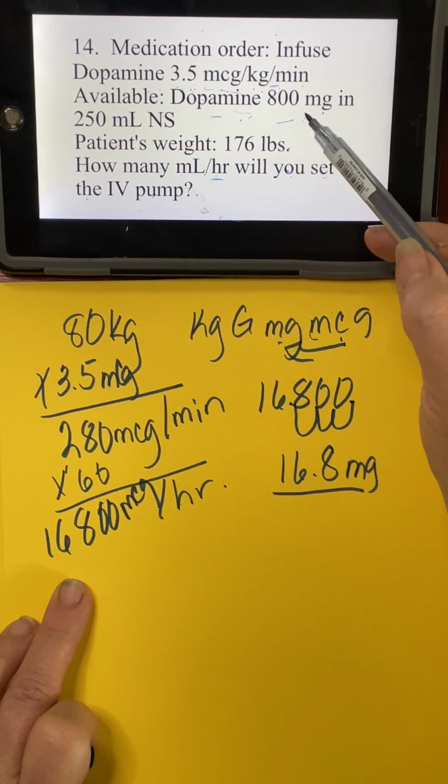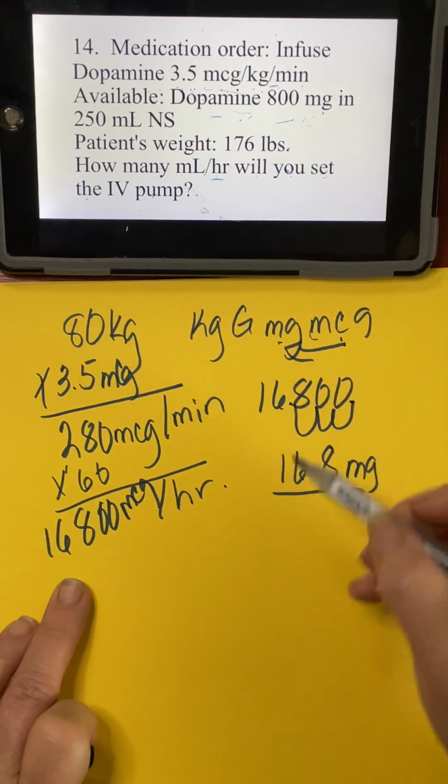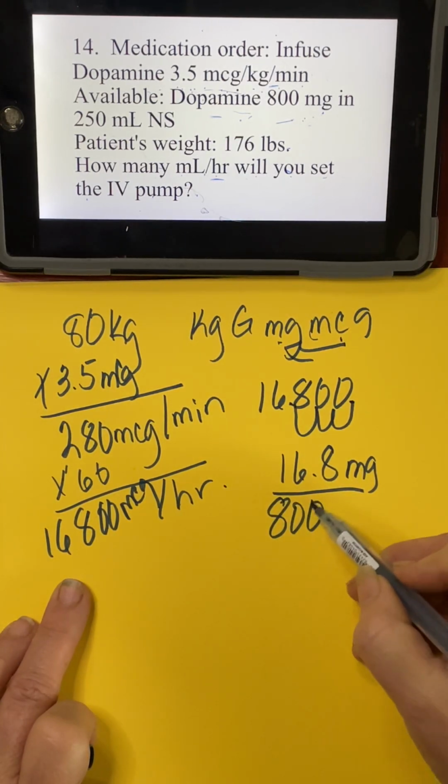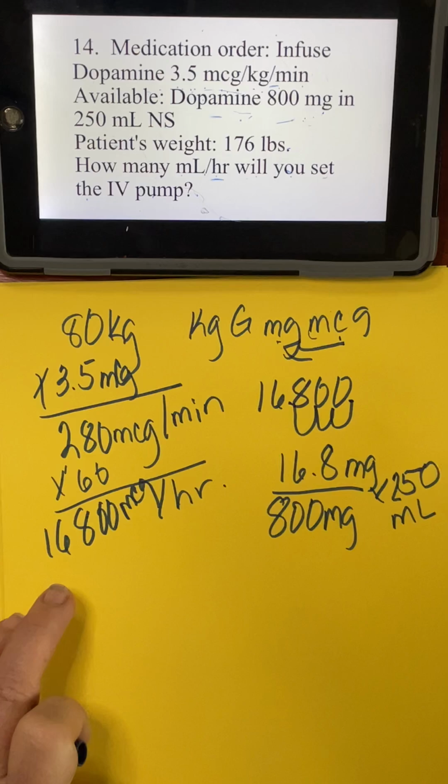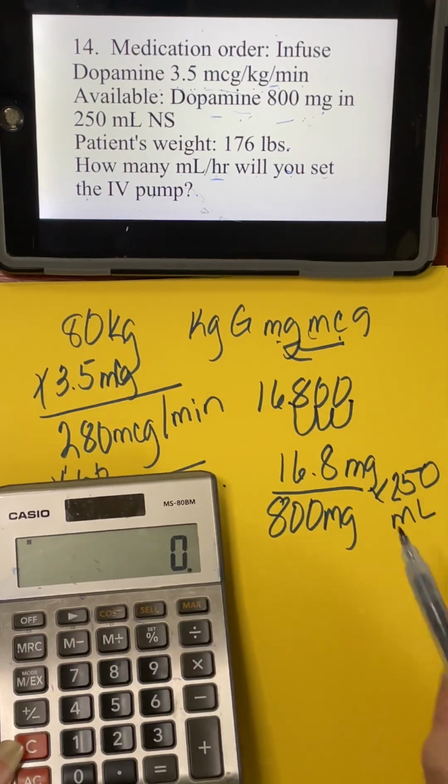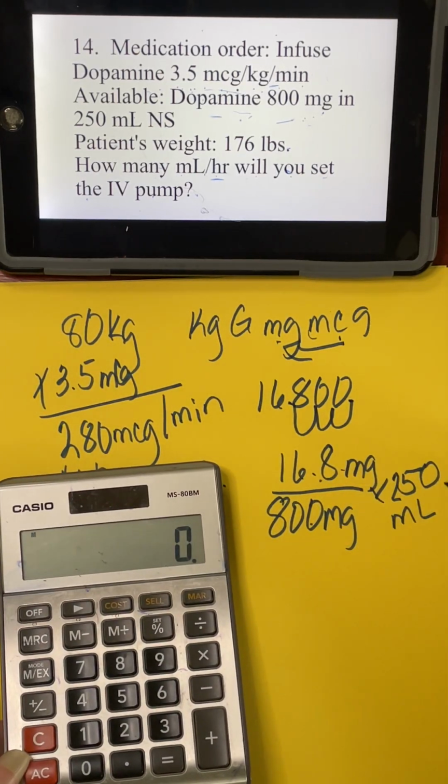What do I have in the available that's milligrams? I got 800 of them. Goodness, 800 of them. How does that come? In 250 milliliters of normal saline. And so then we're doing the math. This divided by that times that.